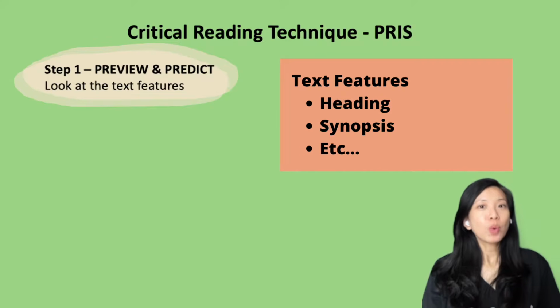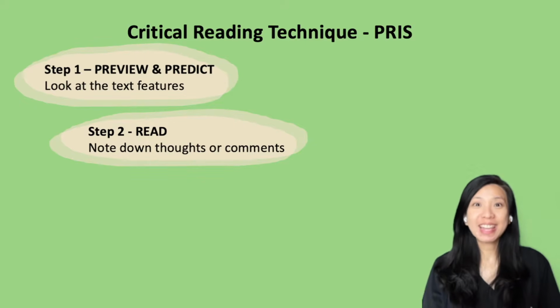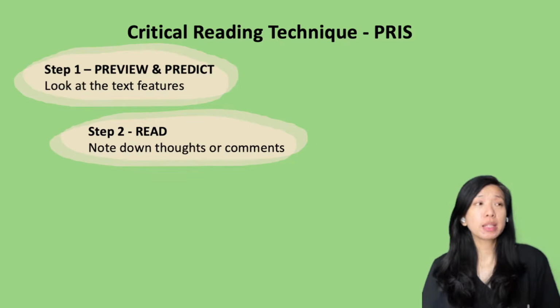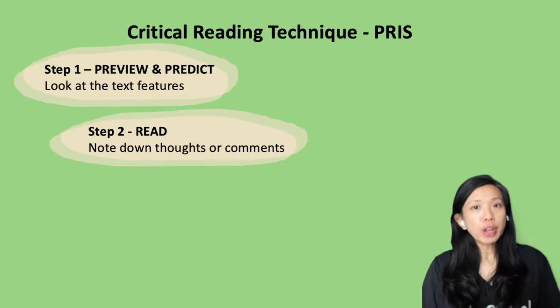Once you've done that, we go on to step 2, and step 2 is R, which is to actually read the text. So here, as you're reading, it's not just a mindless reading, but make sure that you are noting down any thoughts or comments that you have about the text. If it's a story, just note down anything interesting that you found about the text, or basically any thoughts that come to mind. There's no right or wrong answer at this point of time, but this is just to help you really make sure that you understand what is going on in the text itself.